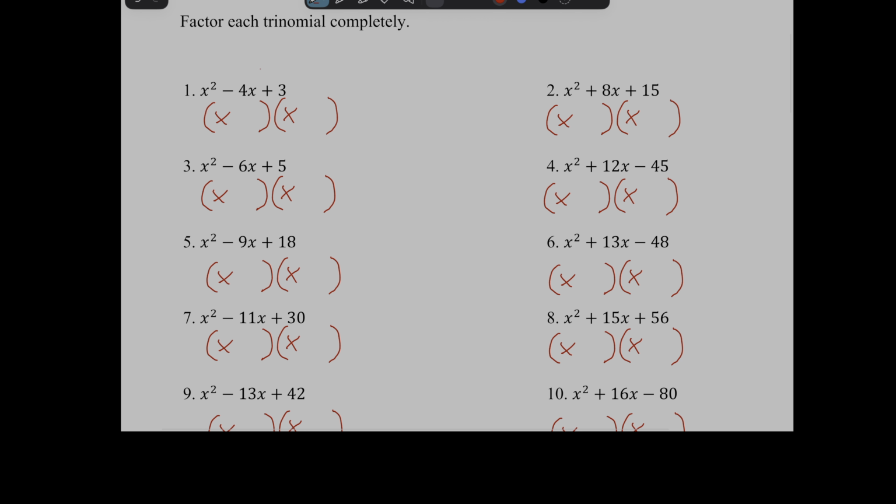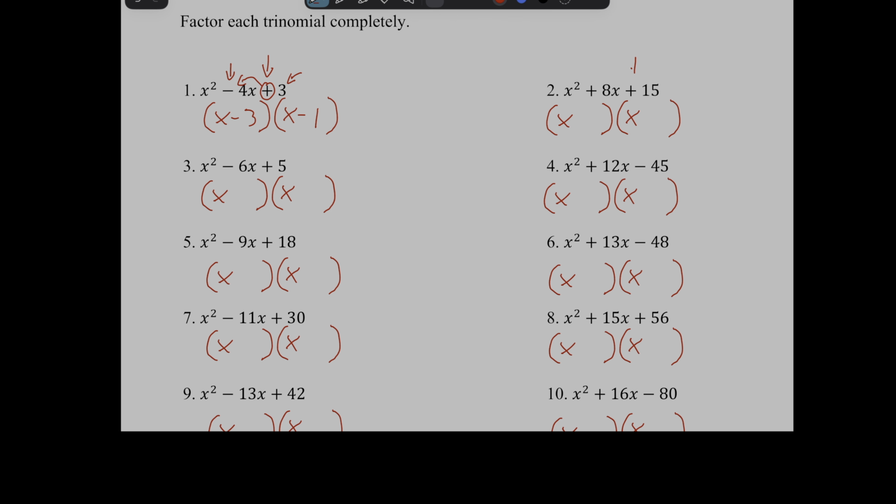Okay, here I have third term positive. That means the signs are going to be the same. And I'm going to take the sign of the middle number, which is minus, minus, and the factors of the third will add to the middle, which will be 3 and 1. 3 times 1 is 3. 3 plus 1 is 4.